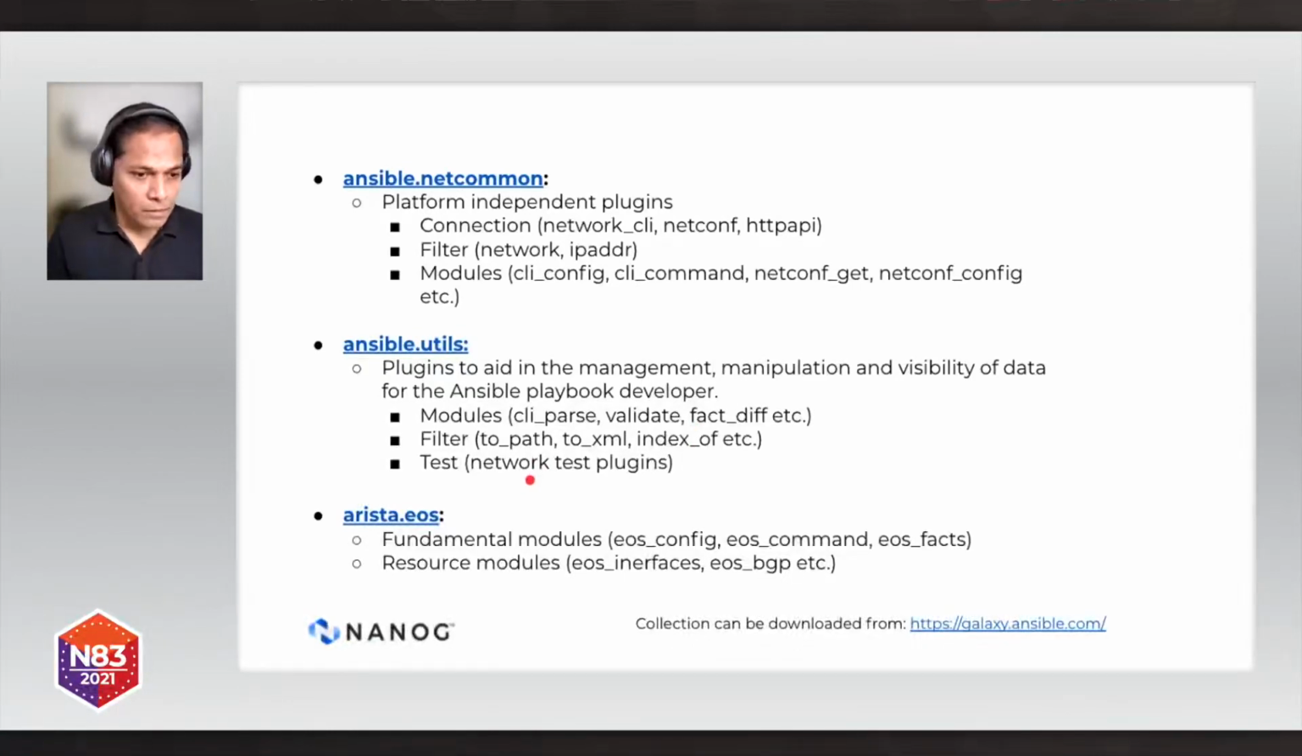So then we come on to a couple of vendor-specific collections. First is arista.eos. It consists of fundamental modules like EOS config, EOS command, EOS facts. These are specific modules to that particular vendor, and they have certain knobs that are specific to those vendors. So that's the difference between the platform agnostic config and command modules versus the platform specific config and command modules. Then there are resource modules to manage multiple resources on the device, like interface, BGP. I'll also be showing some demos around these resource modules.